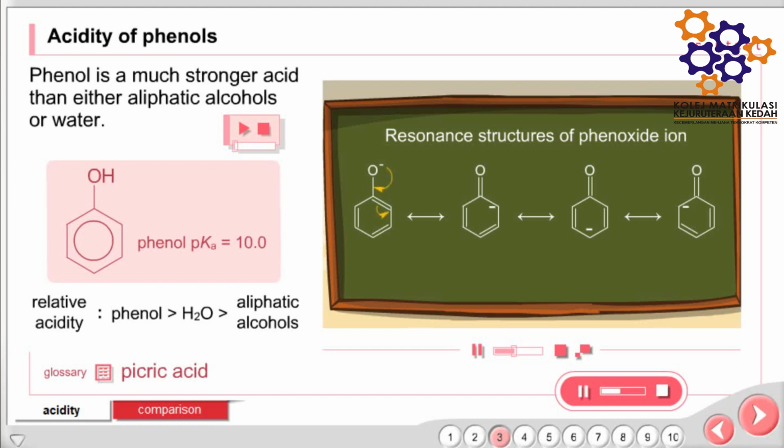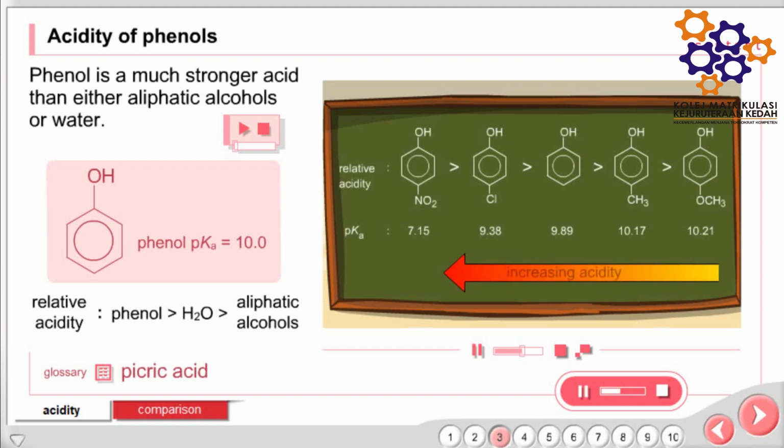The delocalization of electrons in the phenoxide ion is represented in the following resonance structures. We're able to see that the negative charge is delocalized from oxygen onto the aromatic ring. Substituted phenols can be either more acidic or less acidic than phenol itself. Phenols with an electron-withdrawing substituent are generally more acidic, because these substituents can further stabilize the phenoxide ion by delocalizing the negative charge. Examples of electron-withdrawing groups are the nitro group and halogens. Phenols with an electron-donating substituent are less acidic, because these substituents destabilize the phenoxide ion by localizing the charge. An example of an electron-donating group is an alkyl group.